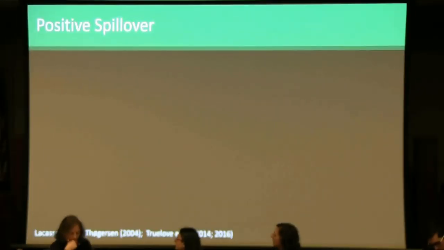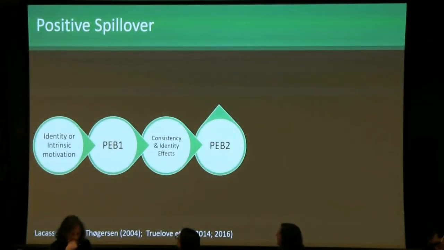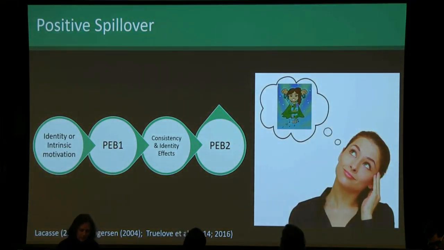There are three possible outcomes here. You could convince someone to do one behavior and that could lead them to be more likely to do a second behavior. We call this positive spillover. The literature suggests, and we hypothesize in our study, that if your intervention focused on identity or increasing someone's intrinsic motivation, that would lead to positive spillover. They do their first behavior and then they see themselves as an environmentalist, right? They are planet girl and they want to continue doing more behaviors in line with this identity and be consistent, doing more pro-environmental behaviors.